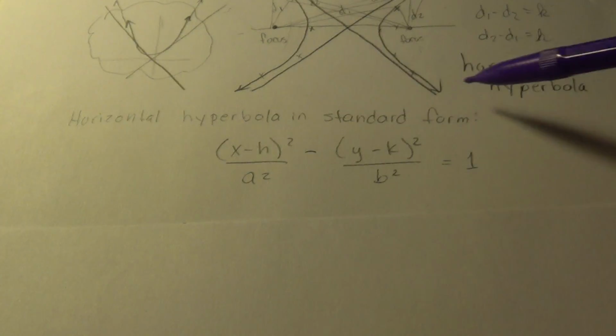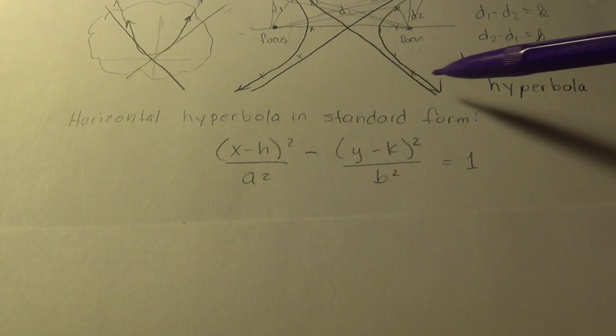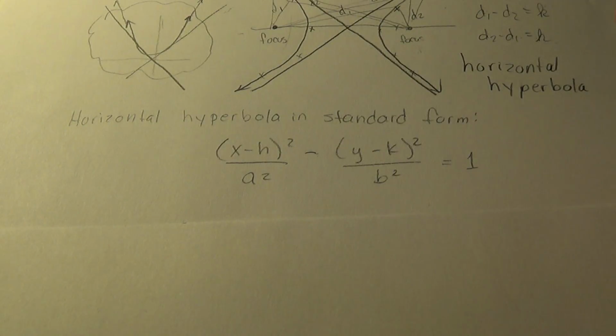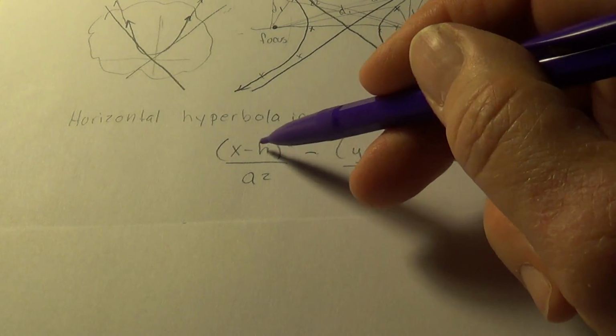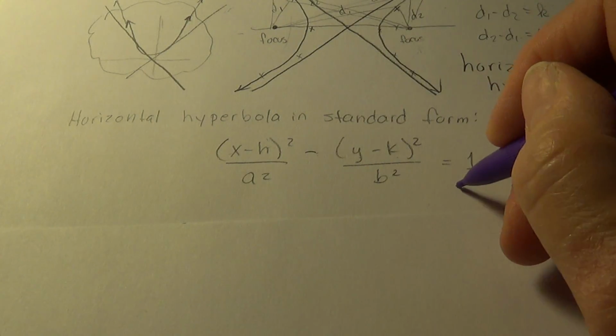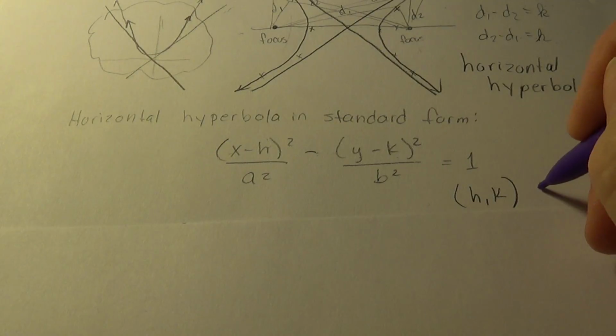Notice, very similar to the ellipse, except the sign right here. It's identical. And h, k, come out. Opposite sign connected to the x, opposite sign connected to the y. So h, k this time represents the center.